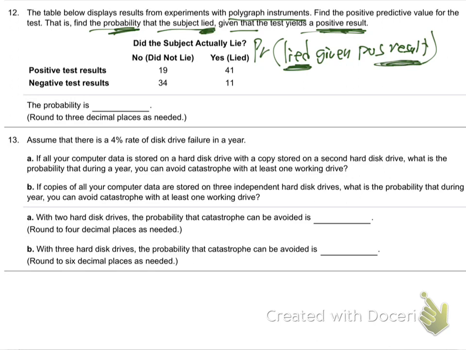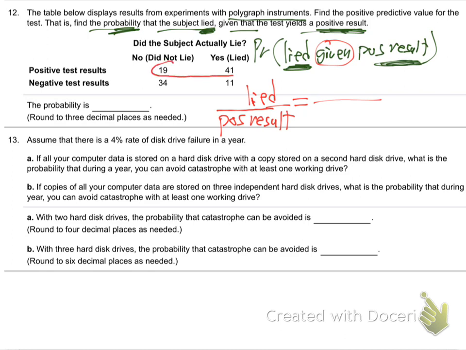Well, given probabilities always limit the denominator. We're not talking about everybody, but only those that got a positive result, right? Somebody that the lie detector test said they're lying. That's the denominator. The top is that they actually did lie. So how many people got a positive result out of the machine?